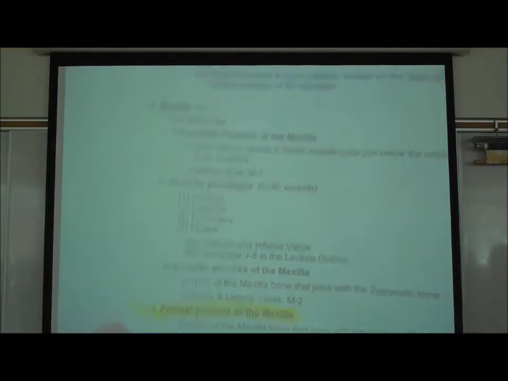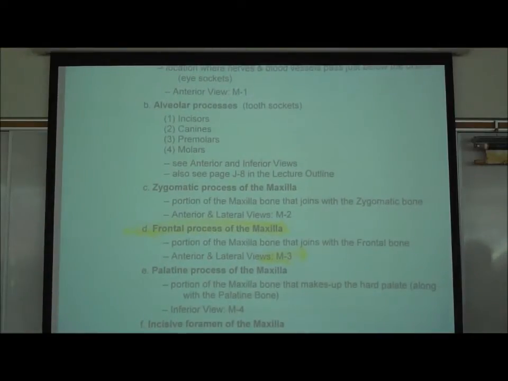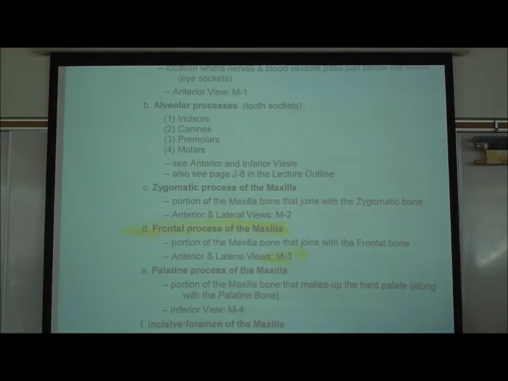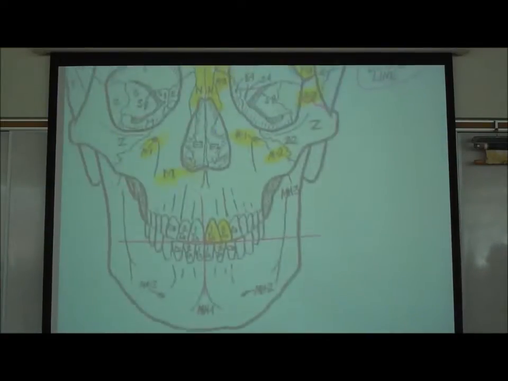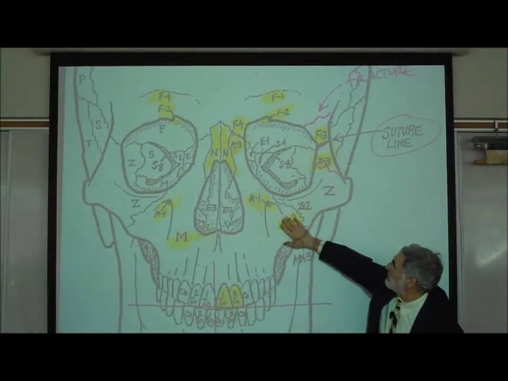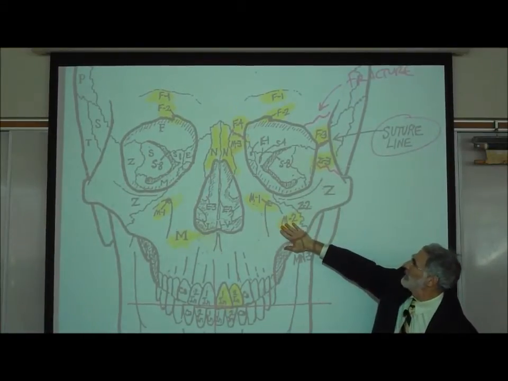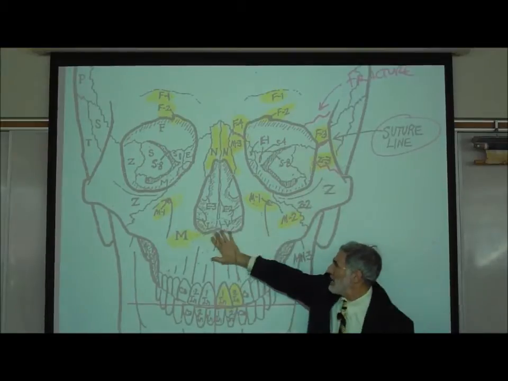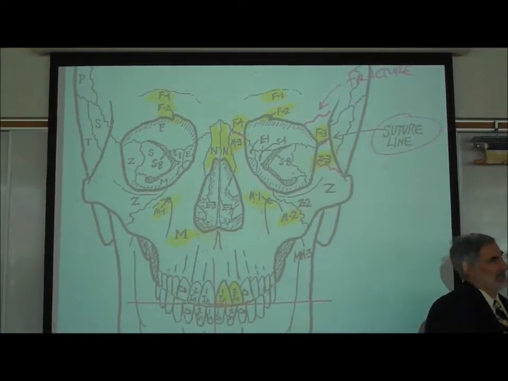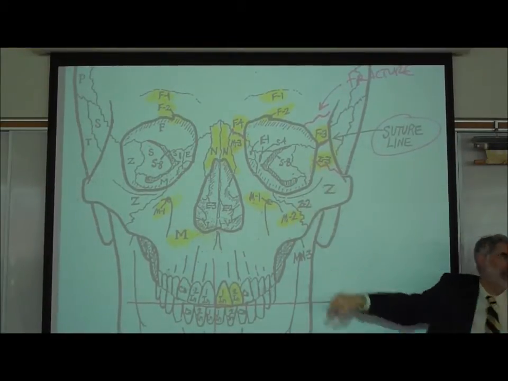The zygomatic process of the maxilla is where the maxilla attaches to the zygomatic bone. That's M2. Here you can see M2. So this is the maxilla. Here's where it attaches to the zygomatic. Zygomatic attaches to the maxilla. So this is the zygomatic process of the maxilla. This is the maxillary process of the zygomatic. It's just a matter of which side of this suture line we are looking at.